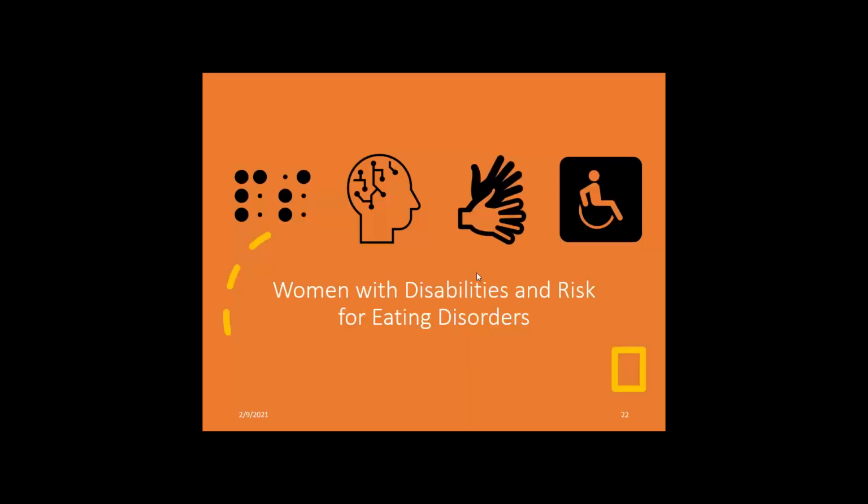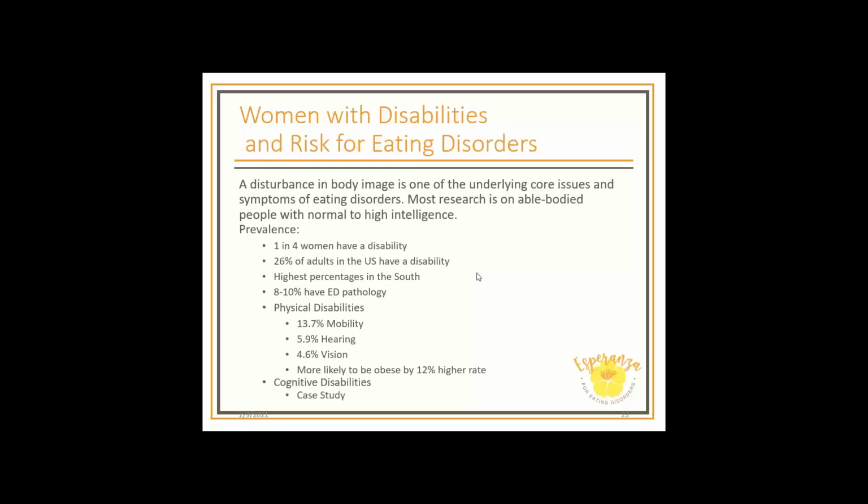Okay, so now we're going to look at women with disabilities. So first I'm going to talk about body image. It is one of the underlying core issues and symptoms of eating disorders. Most of the research, and let me tell you, we have really looked up this research lately. Most of the research on body image is on the able-bodied and with people with normal to high intelligence. So this creates a real problem for us in the treatment world. We need to modify our treatment approaches. And so I'm going to give you some of those examples.